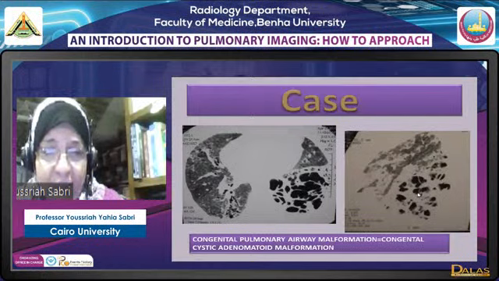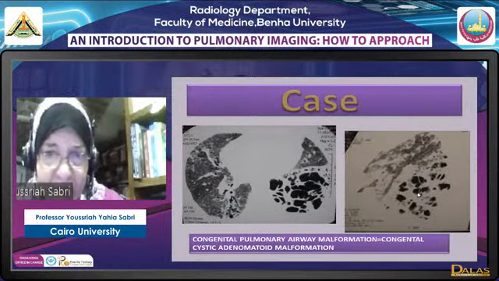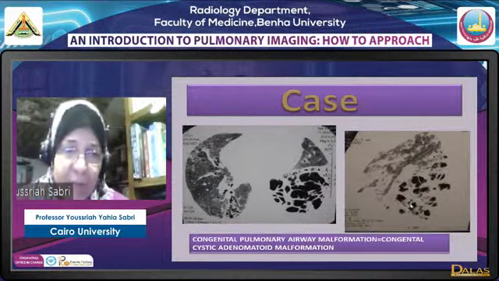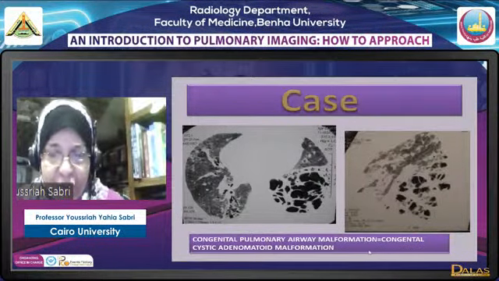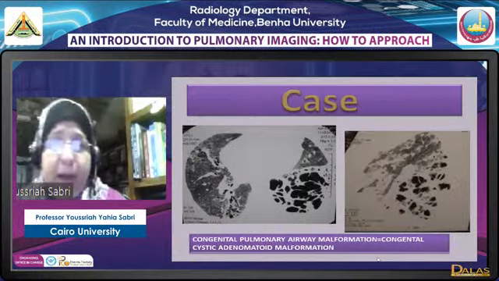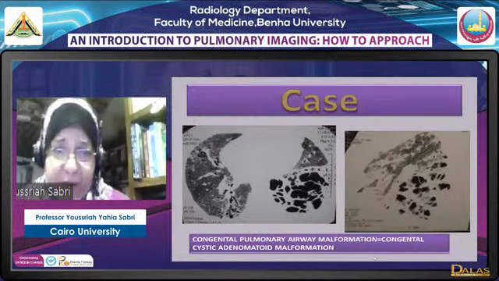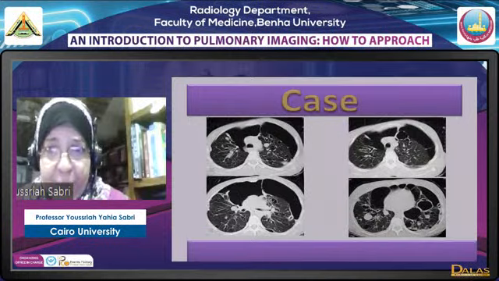This is a congenital pulmonary airway malformation. It looks like this. It has another name, the old name, congenital cystic adenomatoid malformation, and it is one of the congenital lesions that we see in others.